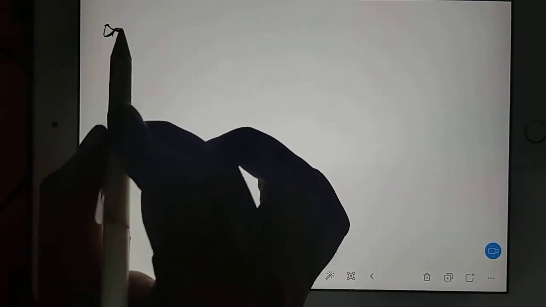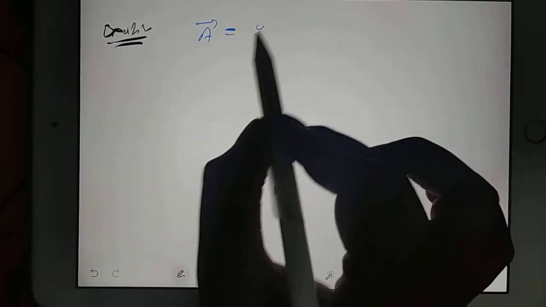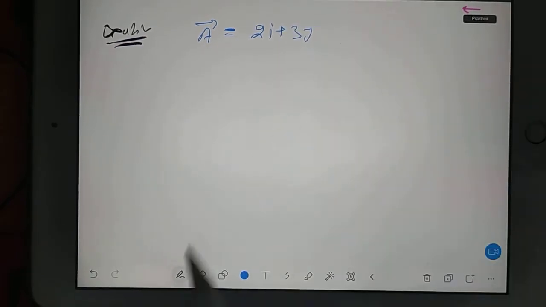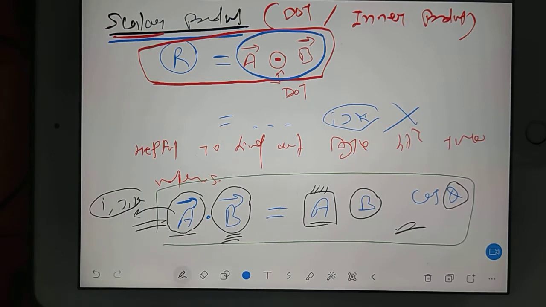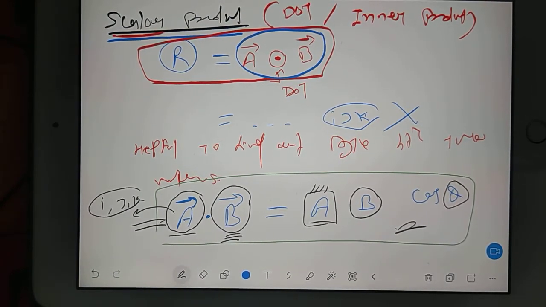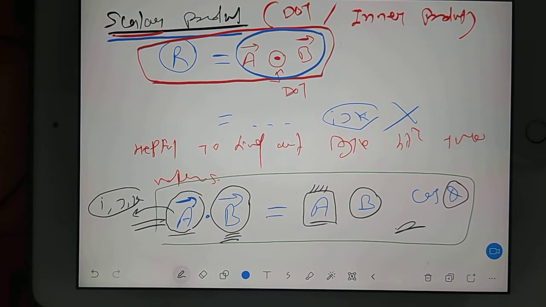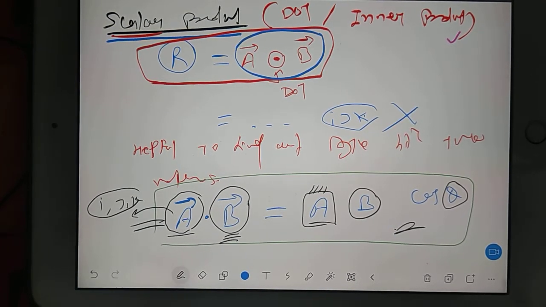See the example. The example is, suppose you have vector A equal to 2i plus 3j. Okay, I'm going back. Take down. Take down properly. Done. Okay.